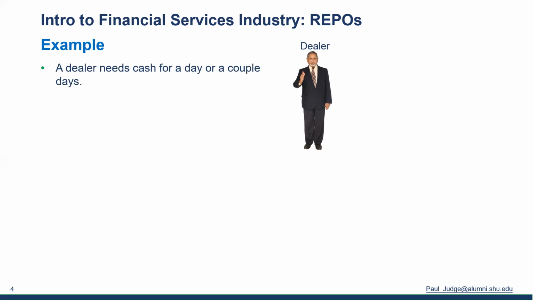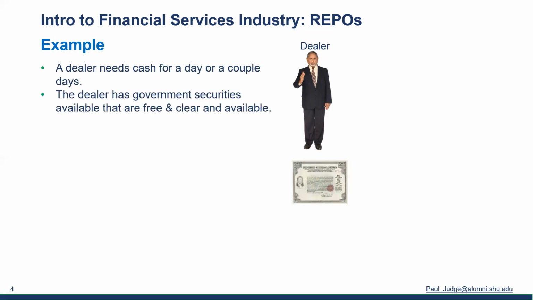So the dealer needs cash overnight or over a long weekend or for a couple of days. Usually it's going to be overnight. The dealer needs money tonight. That's what it boils down to. The dealer needs money tonight.